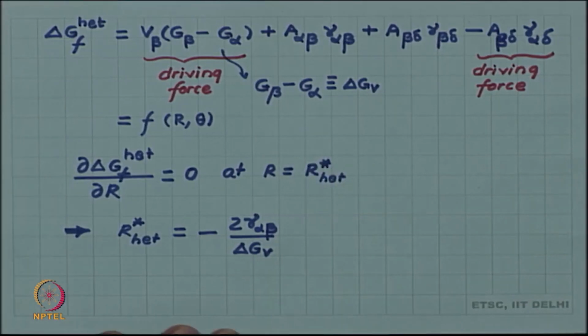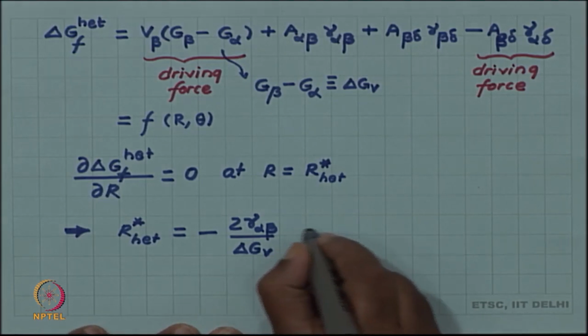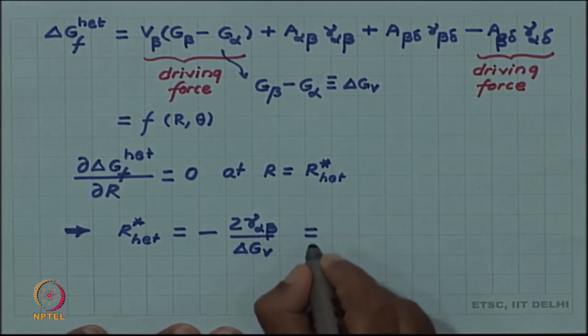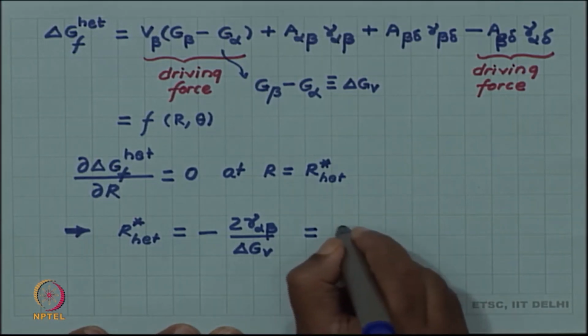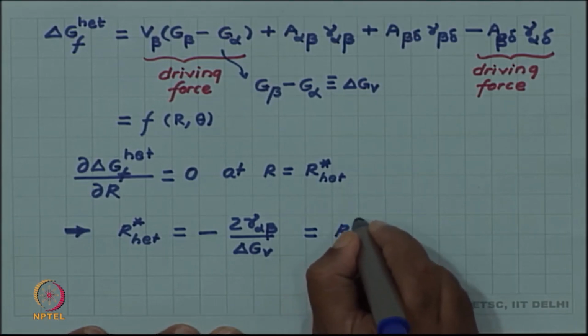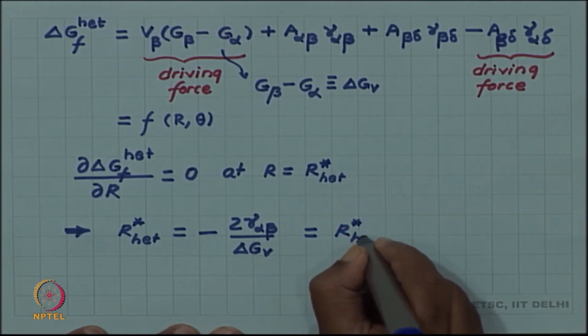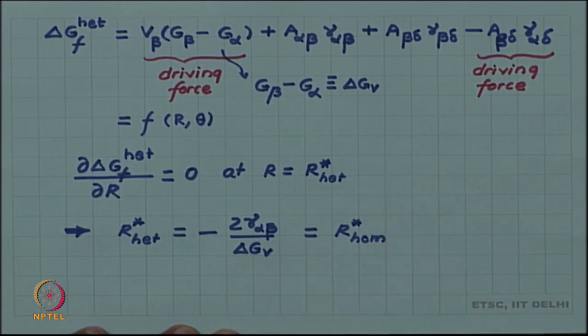So, if you look at this expression, you see that this critical radius for heterogeneous nucleation turns out to be exactly the same as what we had found for homogeneous nucleation. There we were thinking in terms of solid and liquid, so that was gamma solid liquid, but in a more general case it will be gamma alpha beta. So, the critical radius for heterogeneous nucleation is exactly the same as the critical radius for homogeneous nucleation.